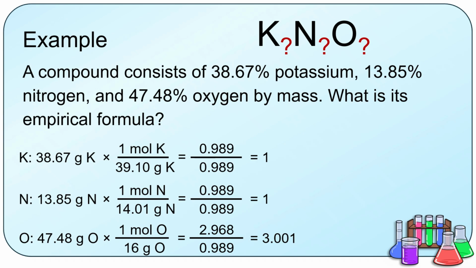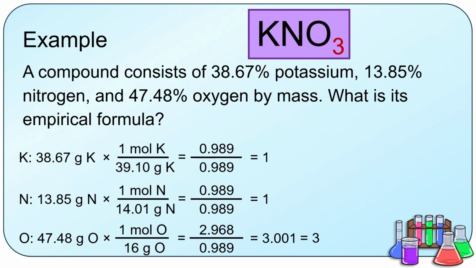Now, do you see how I have 2 whole numbers and the last number is so close to 3 that it might as well be 3? If you see that all of your numbers are really close to whole numbers, you don't have to multiply. Just round and use these as your subscripts. Now, how close is close enough? I would say within 0.1 of a whole number.